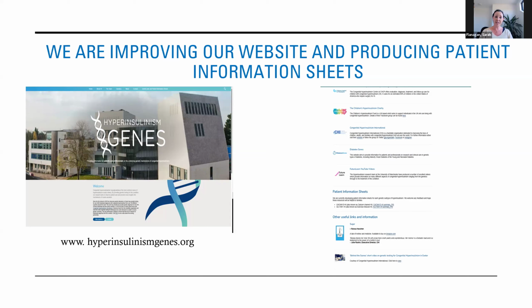So based on this, we plan to do a big update of our website, providing much more information about genetics and the genetic subforms of hyperinsulinism. But importantly, we're also developing patient information sheets for each genetic form of HI, which can then be downloaded by families who can get a really good overview of that genetic subform of hyperinsulinism.